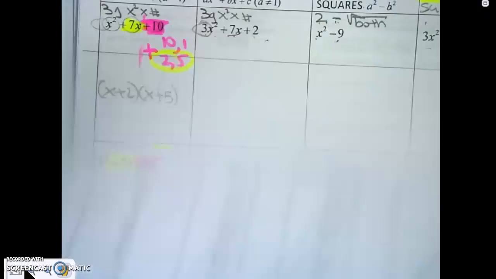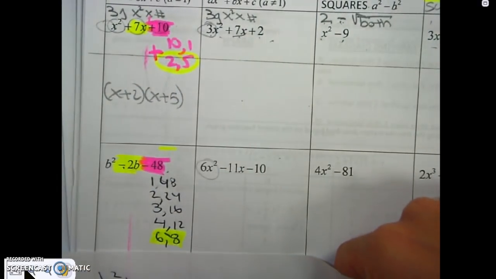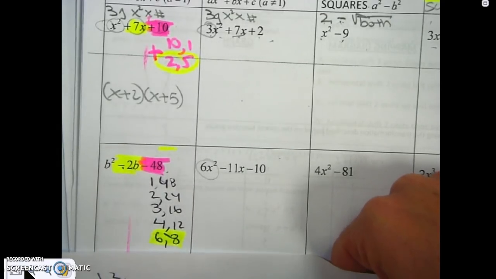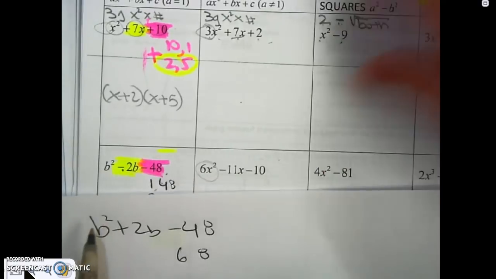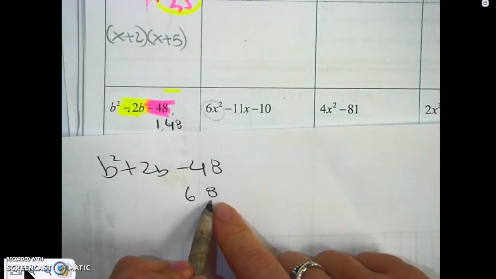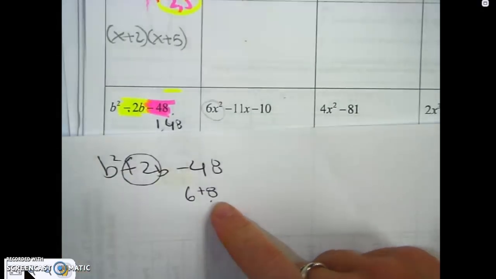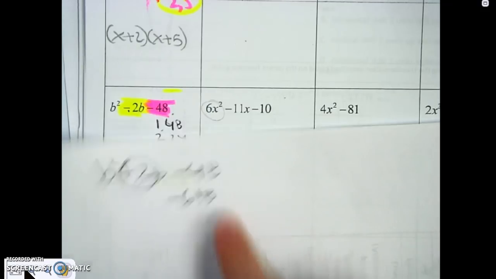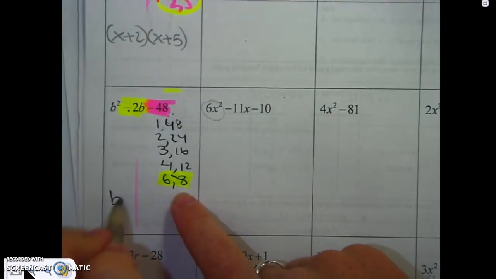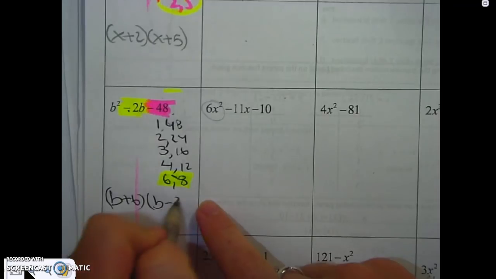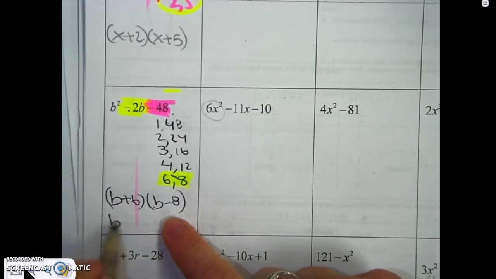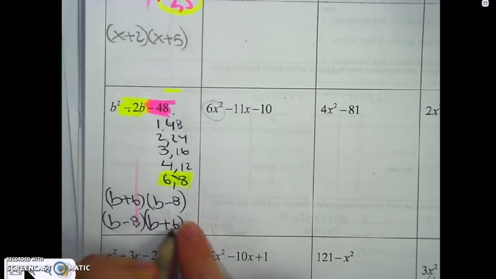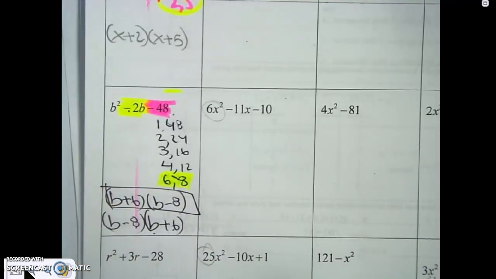Let me give you an example of a different one. If I had b squared plus 2b minus 48, it would still be 6 and 8. But since this is positive, the bigger guy is positive. Boom, that's negative. So the bigger guy is always going to win. All right, so now I'm going to go b plus 6, b minus 8. And by the way, you could have written it as b minus 8 and b plus 6. It doesn't matter, but the 8 needs to be negative and the 6 needs to be positive. And boom, there's your answer.